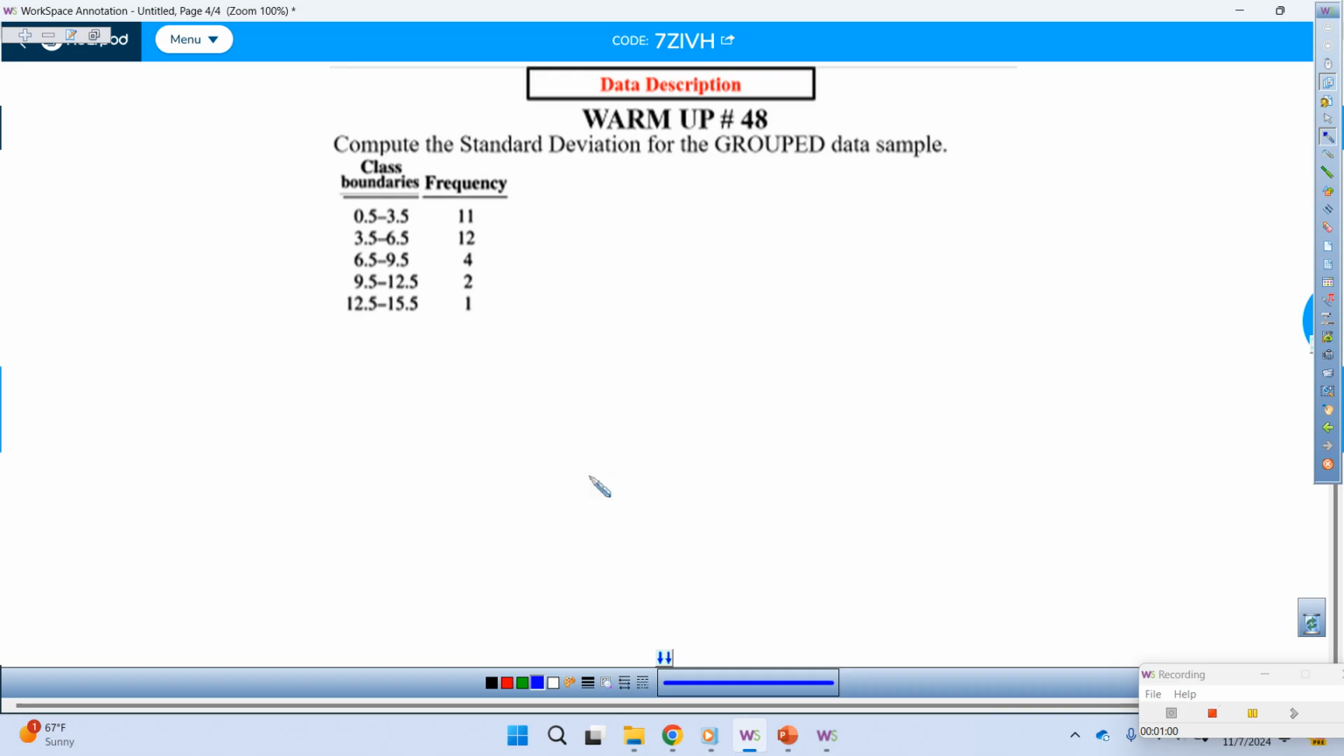But let's see. Get us started with our next step. So look up to the screen. It says, compute the standard deviation for the grouped data sample. Okay. We are given class boundaries. We're given frequency. What do we do next? Tell your neighbor, please. What do we do next? By now, your noodle should take over, yes?